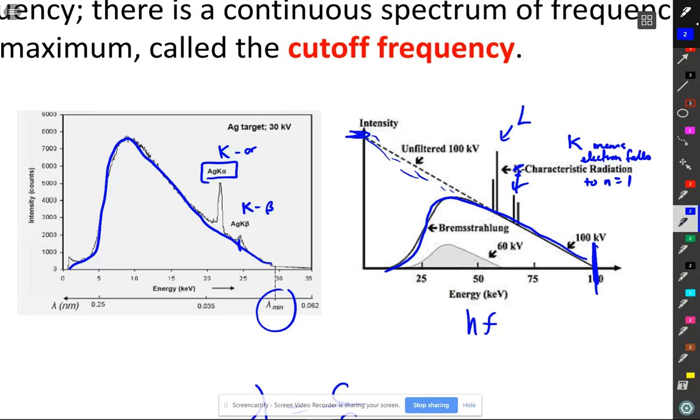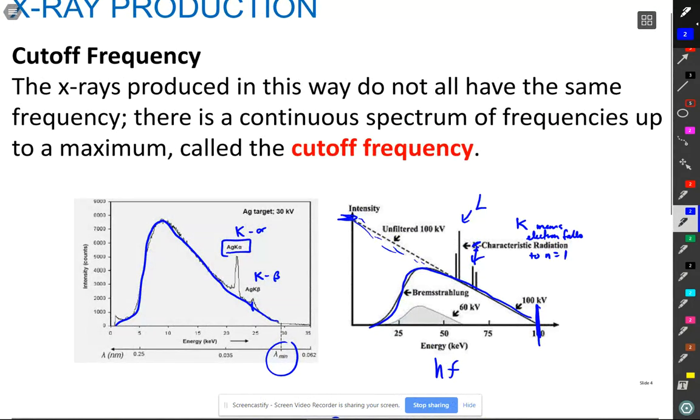Now, what do I know? This is an artist's rendition. Who knows? But that's what X-ray radiation is.